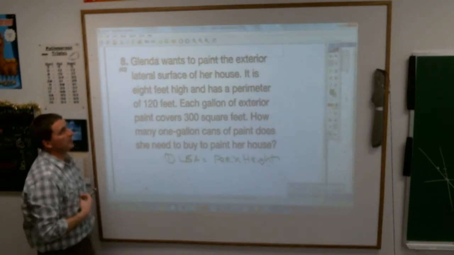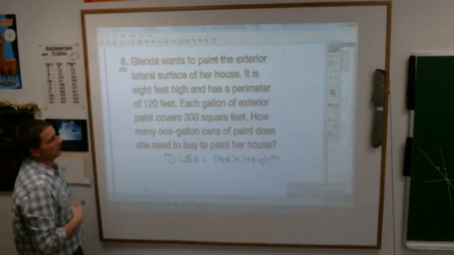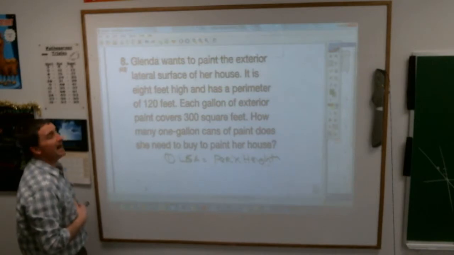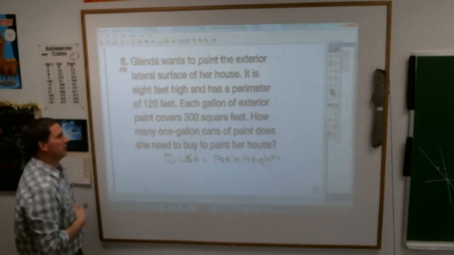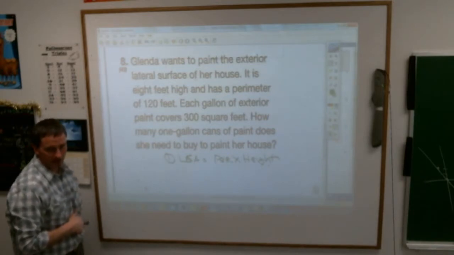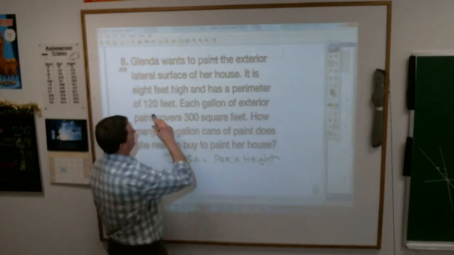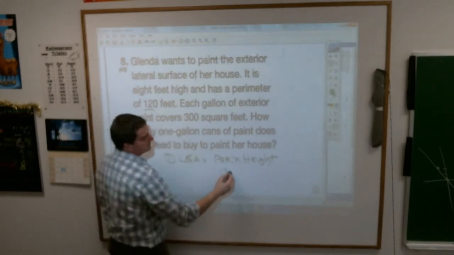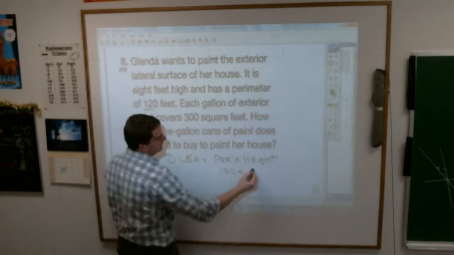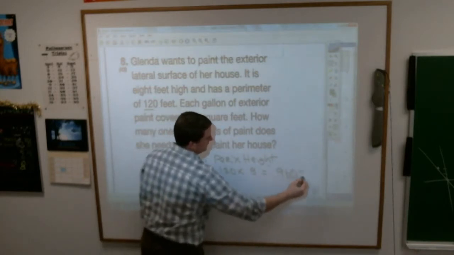Let me read the problem. Glenda wants to paint the exterior lateral surface area of her house. It's 8 feet high and has a perimeter of 120 feet. How do I know what the height and the perimeter are? It says right in the problem. So you're going to take the perimeter of 120, multiply it by the height of 8, and you get 960 square feet.